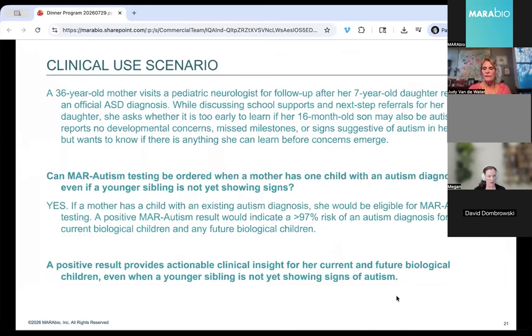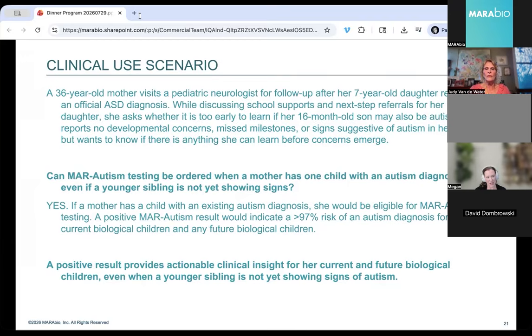Next slide. So I like to go through just a clinical use scenario to kind of put these different indications for testing and use of this test and information. So, in this case, a 36-year-old mother visits a pediatric neurologist for follow-up, and her 7-year-old daughter had received an official ASD diagnosis. And, while discussing school supports, next step referrals for the daughter, common questions. Mom says, hey, my 16-month-old son is here. Is it too early to learn if he might also have autism as well?